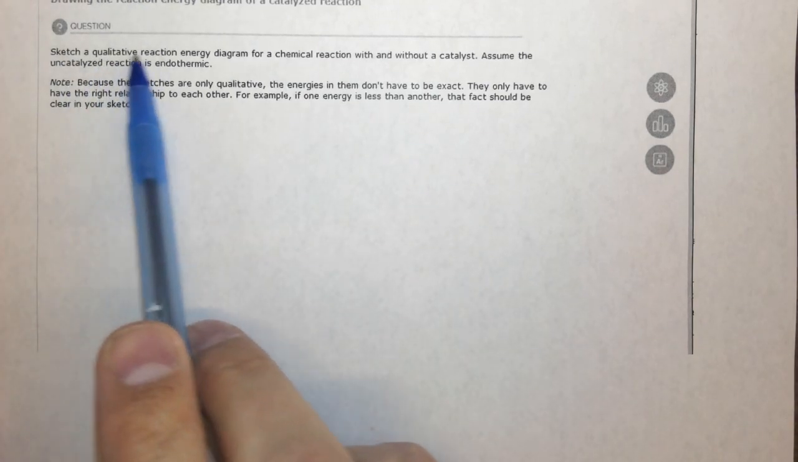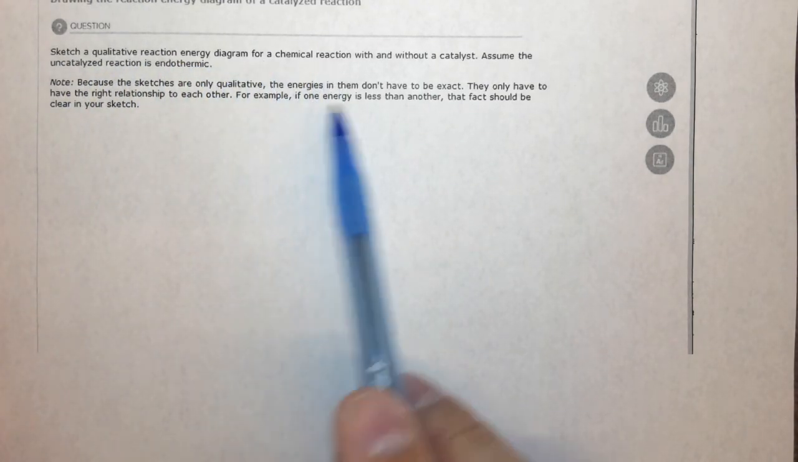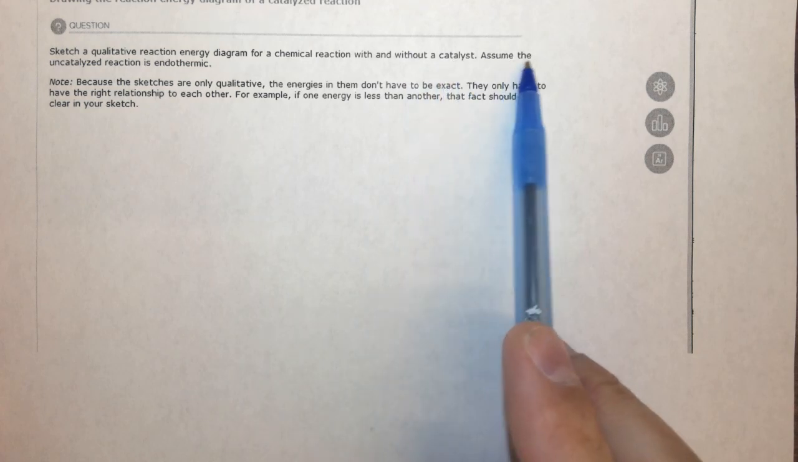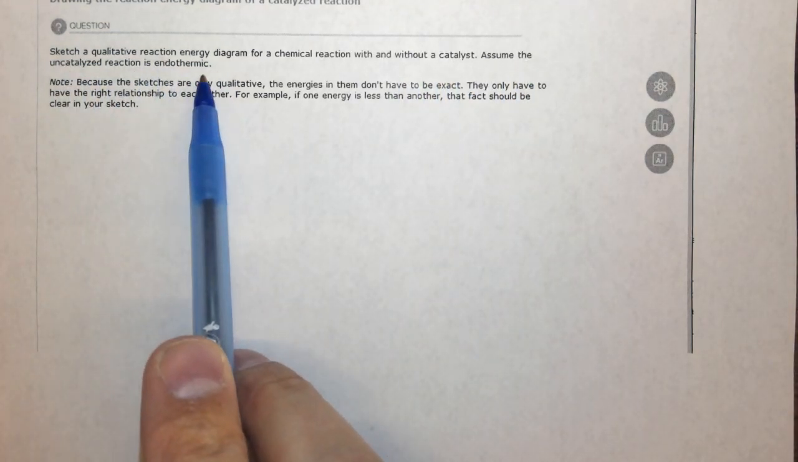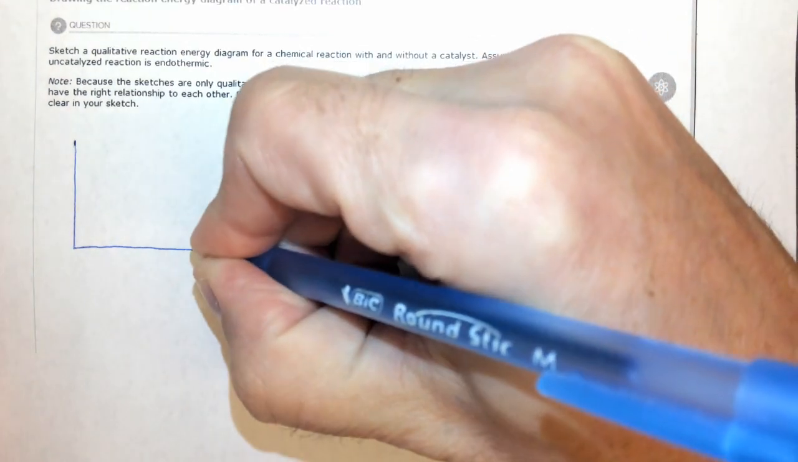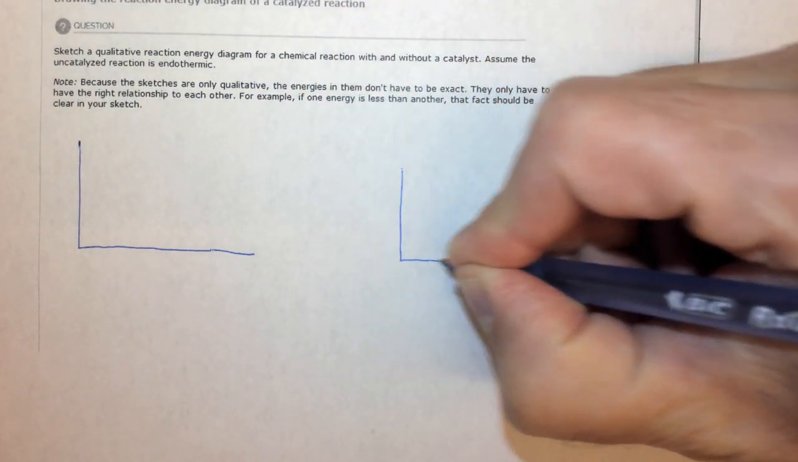It says sketch a qualitative reaction energy diagram for a chemical reaction with and without a catalyst. Assume the uncatalyzed reaction is endothermic. So we're going to do two reaction coordinate diagrams again, just like in the previous question on this playlist.